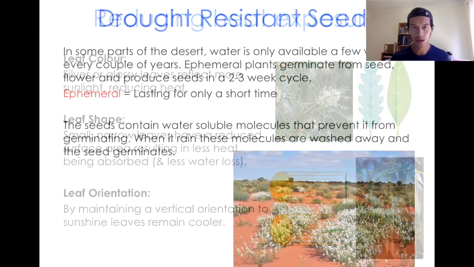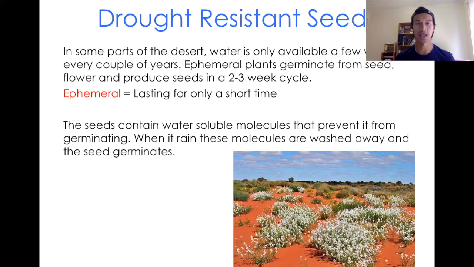Okay. And finally, drought-resistant seeds. In some parts of the desert, especially in the central parts, the outback, water is only available for a few weeks every couple of years, and so it is what we call ephemeral. Ephemeral meaning it comes along, it might rain bucket loads for about a 2 to 3 week cycle, and then you'll get nothing for many years. And so that ephemeral nature of the desert means that plants need to capitalize on the time frame that they actually have.